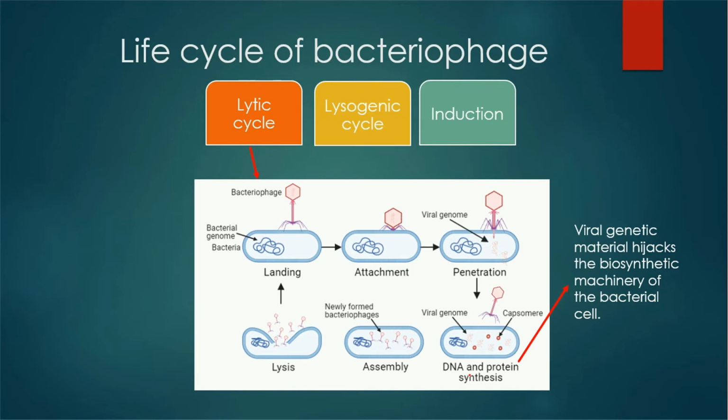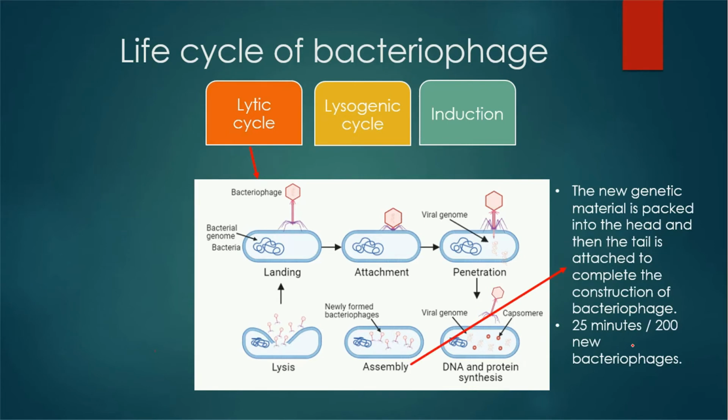After that, DNA and protein synthesis takes place. And how is it going to take place? It will hijack the biosynthetic machinery of the bacterial cell. The viral genome which enters into the bacterial cell will hijack or take over the machinery of bacteria and use that machinery for the synthesis of its own DNA, protein, and tail fibers.